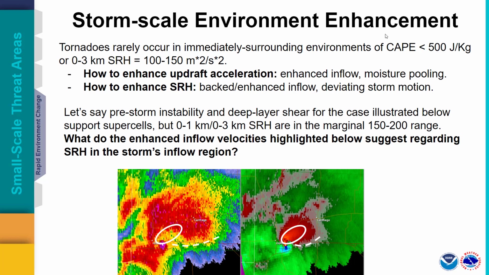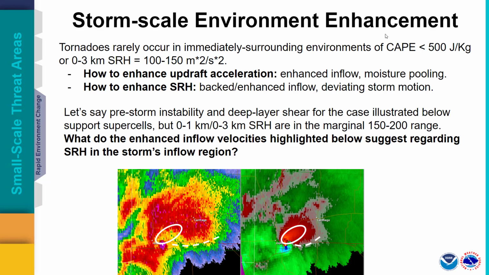How could we get such enhancement to support updraft acceleration? Possibly from enhanced inflow, or even moisture pooling that increases low-level CAPE. How about enhancing SRH to support greater updraft rotation? That could be achieved from backed, enhanced inflow, or deviating storm motion.